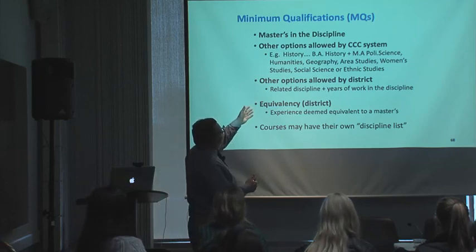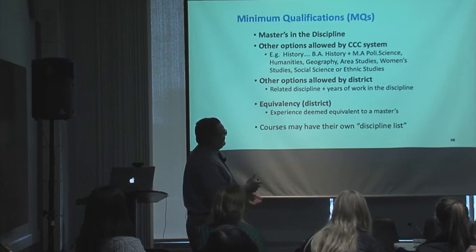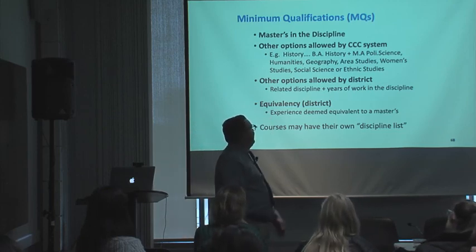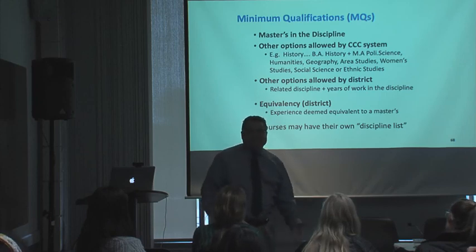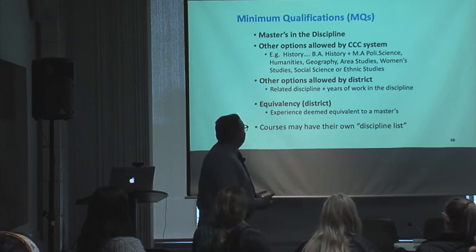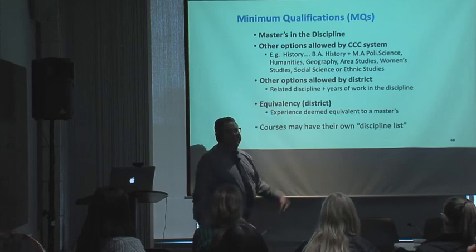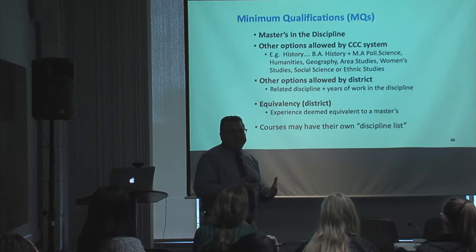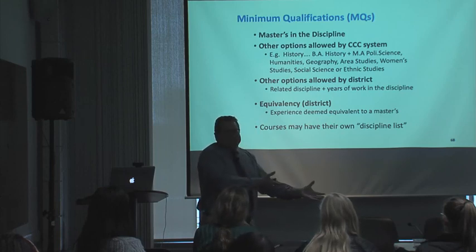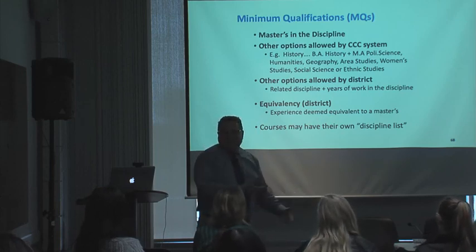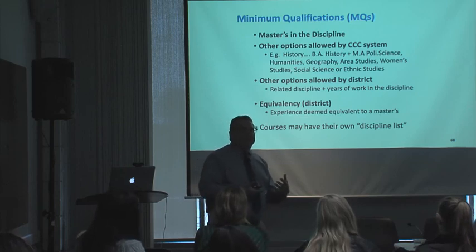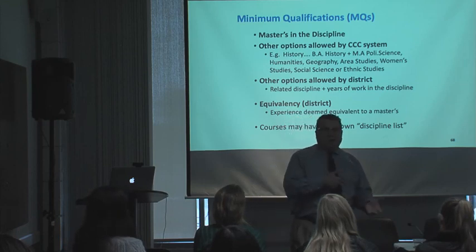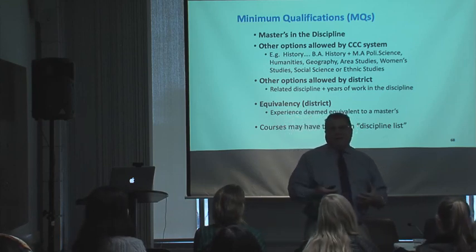And they have already listed, you can have a BA in history plus an MA in poli-sci, humanities, area studies, women's studies, social science, ethnic studies. And then there might be other options allowed by the district that are not covered by the state, but the district locally feels that would be a fit. But you want to be careful, right? I know Jens, who talked last year, taught chemistry. He has a chemistry degree.